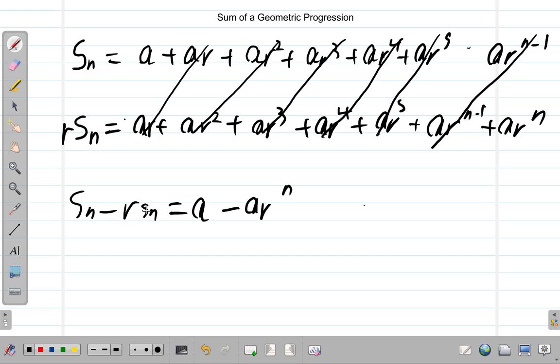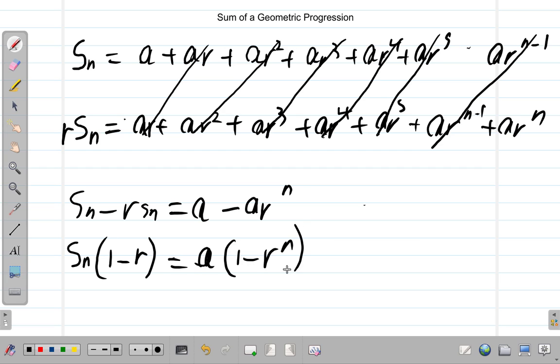Now, let us factorize. Put S n outside the bracket. This is 1 minus r, equals, you factor out a, and this would be 1 minus r to the n. So what do you get here? What you get is S n equals a times 1 minus r to the power of n, divided by 1 minus r.